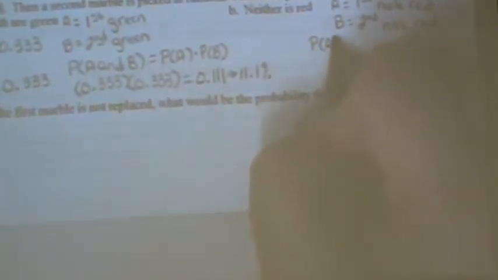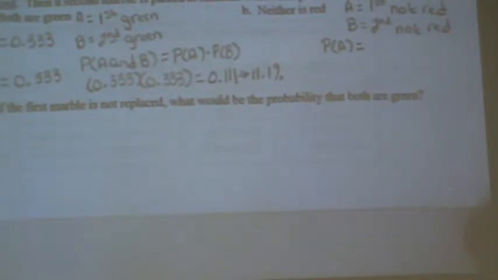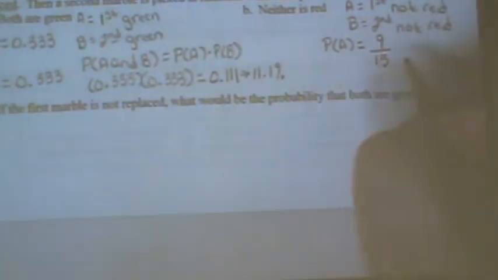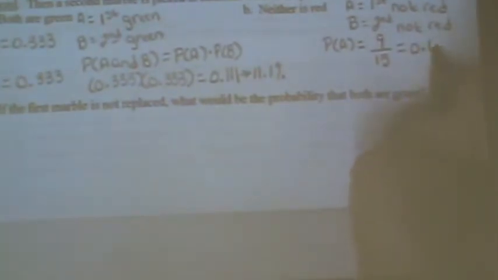So we need to find the probability of A. If we're not picking a red marble, we could pick a blue marble or a green marble. So we have 4 blue and 5 green. So there are 9 marbles that we could choose, and that's out of the 15 still. So again, you'll get your decimal, and you're going to end up with 0.6.